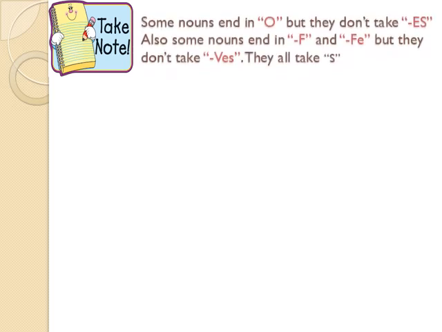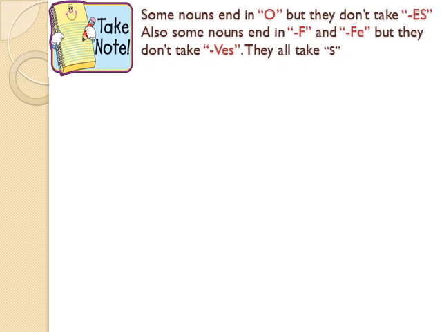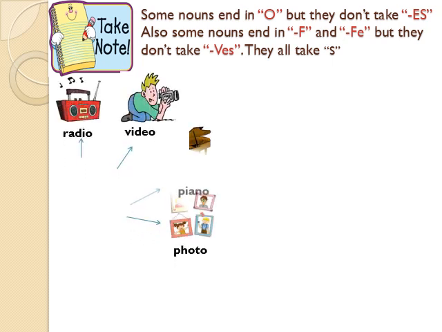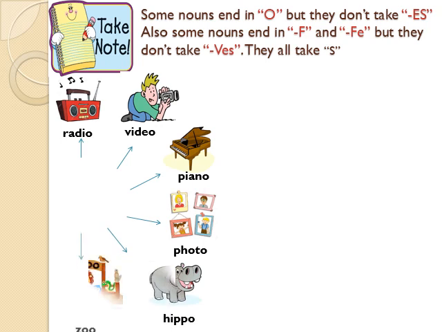Now take care. We have some exceptions. There are some nouns that end with letter O, but they don't take es. How do we know them? We have to memorize them very, very well. What are these words? We have radio, video, photo, piano, hippo, and zoo.